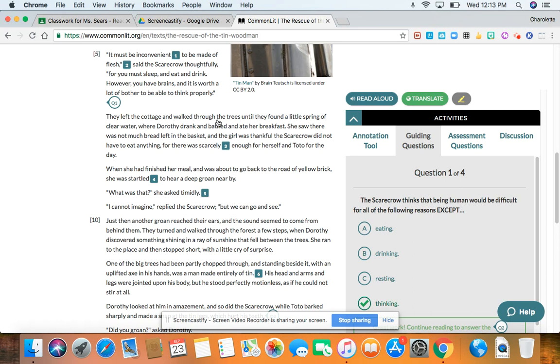They left the cottage and walked through the trees until they found a little spring of clear water where Dorothy drank and bathed and ate her breakfast. She saw there was not much bread left in the basket, and the girl was thankful the scarecrow did not have to eat anything, for there was scarcely, barely or hardly, enough for herself and Toto to eat for the day.